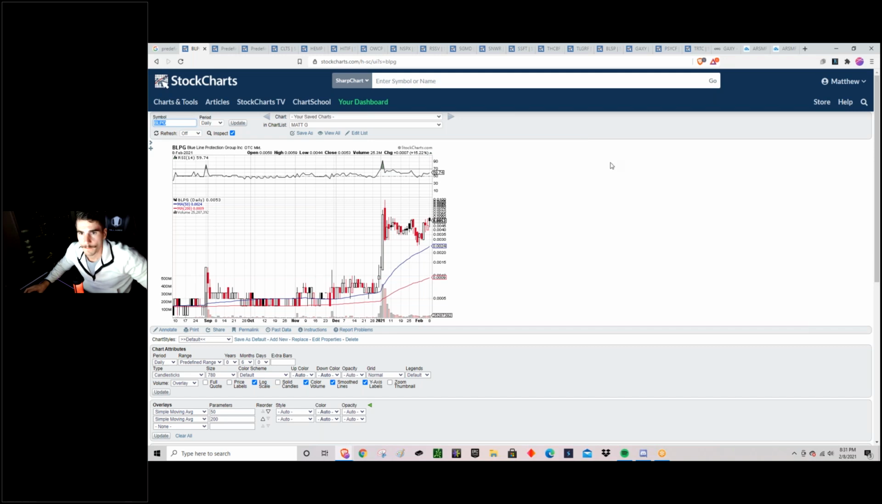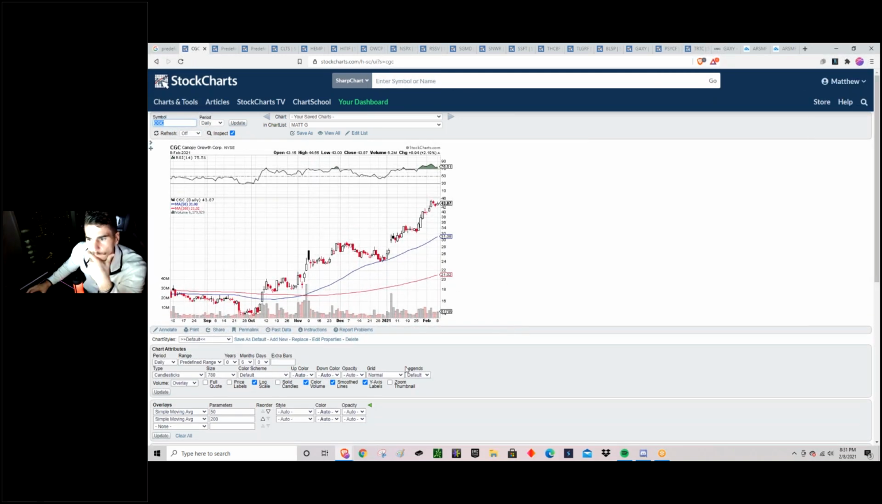Do you think if Canopy shits the bed on earnings in the morning that a lot of the marijuana stocks I shouldn't be looking at, or not really? It shouldn't have an effect. I mean, yes and no.